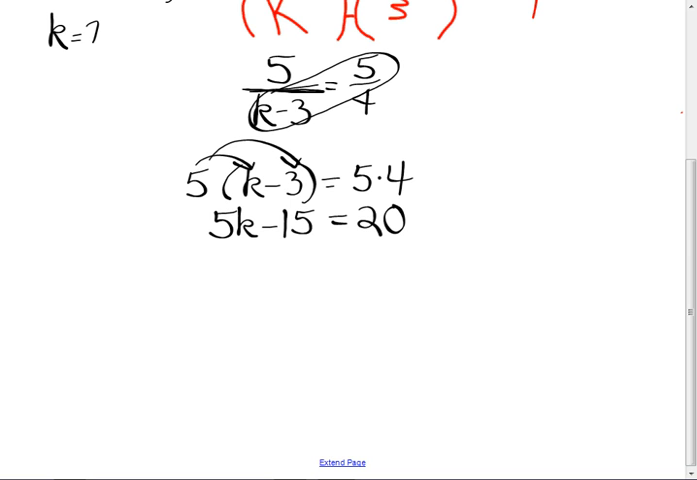We're going to have a quiz on Friday. What do we do to both sides to solve for K? Nick, do you know what to do next? I want K all by itself. I want to get rid of this guy. How do I get rid of minus 15? Plus 15. Because what's a minus 15 and a positive 15?